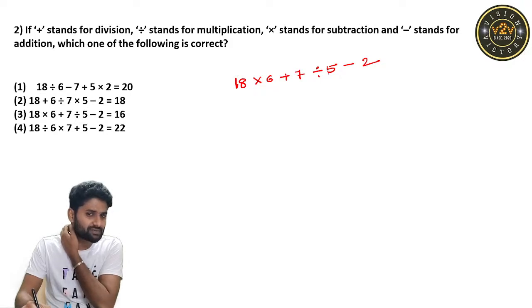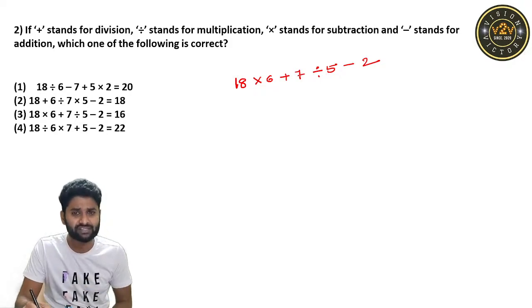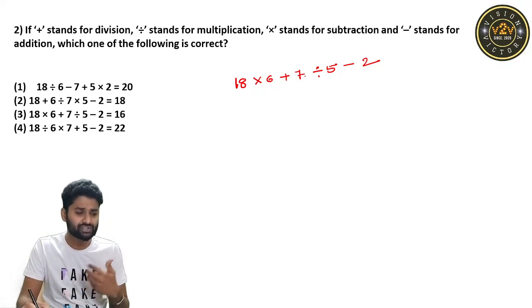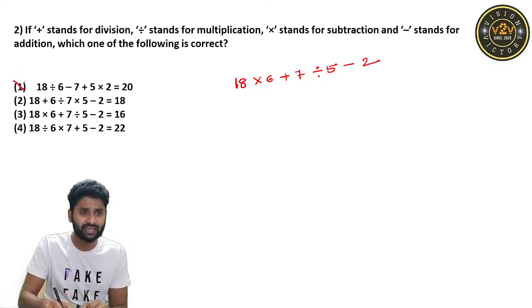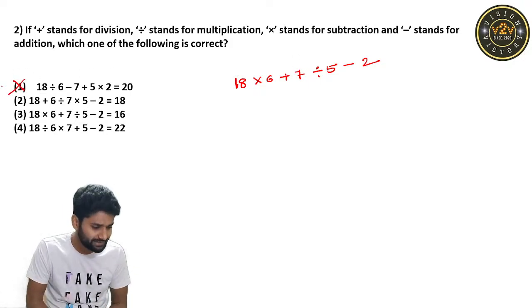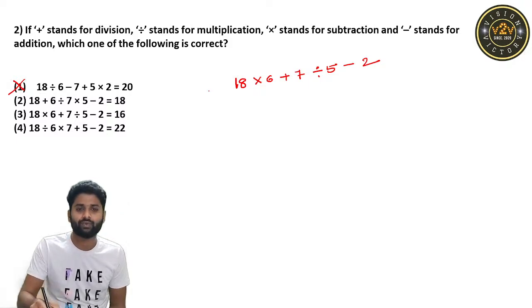7 is not divisible by 5. Why? Because if 7 is divided by 5, then it goes to 1 point something, right? So you never get a decimal in the calculation. That's why option 1 is not at all correct. So 1 is not correct. Let's go for the second option.